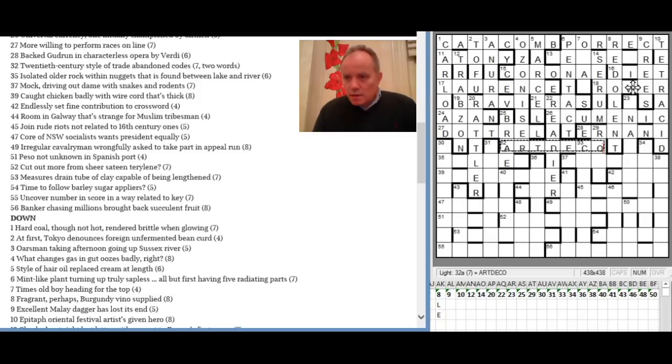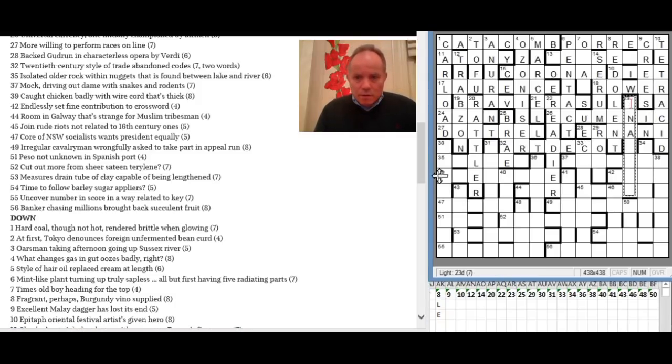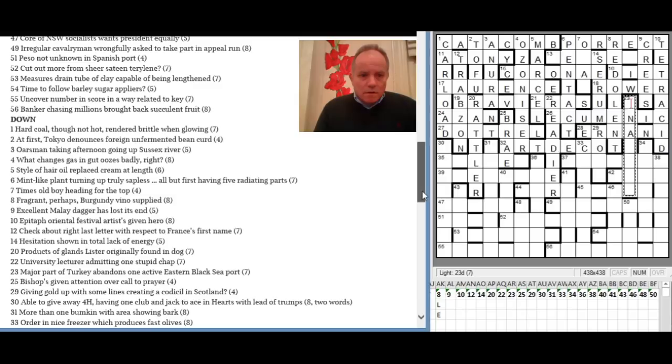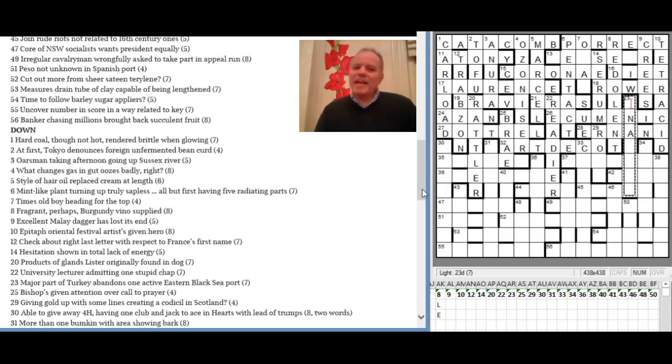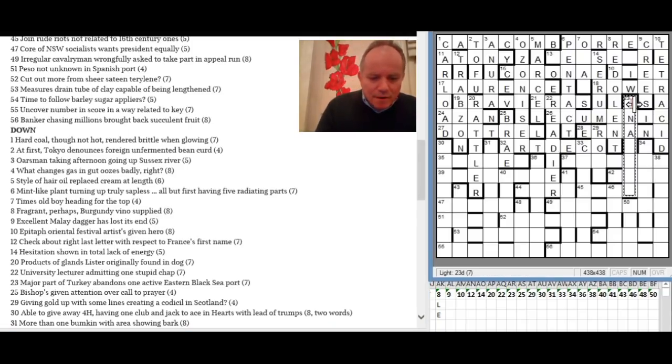Okay, 23 down, major part of Turkey. See, Anatolia, that is a major part of Turkey, whereas Trabzon's just a town. So, if that abandons one, we've got Anatole. Anatole is a French name. Trabzon is the eastern Black Sea port. Oh, it's all in the same clue. Right, Anatole and Trabzon, which we've written in at 12.